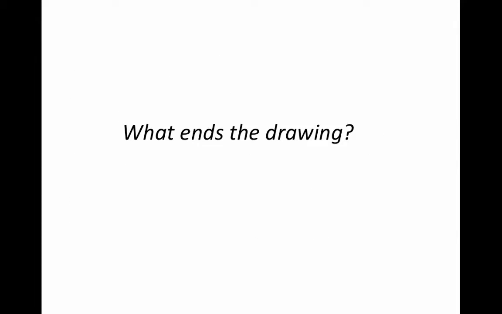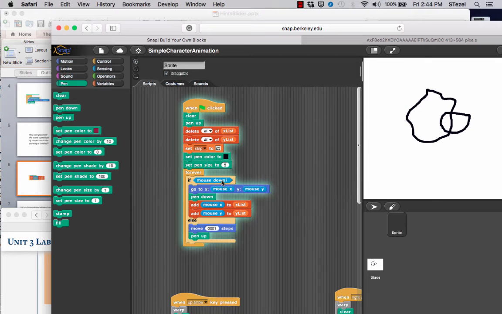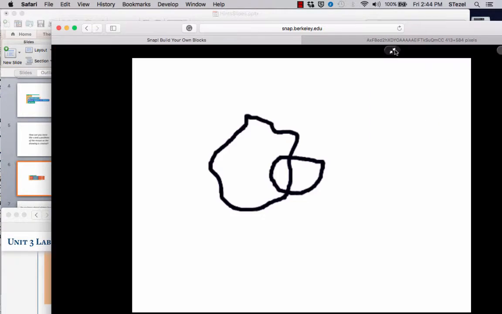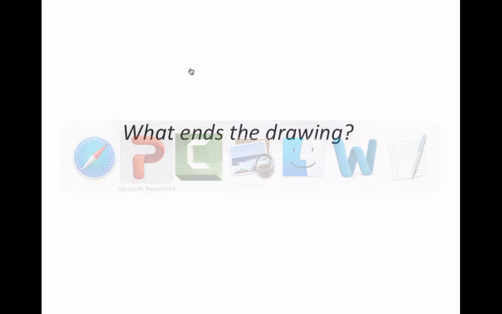What ends the drawing? So when the user has created an image, so let's create something else. When I release my mouse, when I let it go, that signals the end of the drawing. If I click it again, it starts another drawing process, but it is the release of the mouse that defines the end of the drawing.